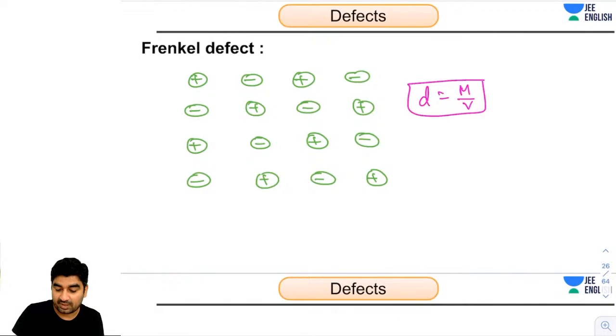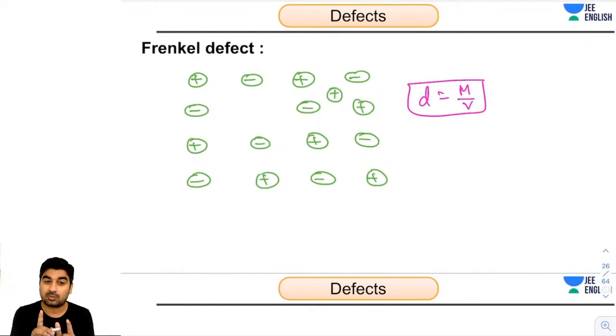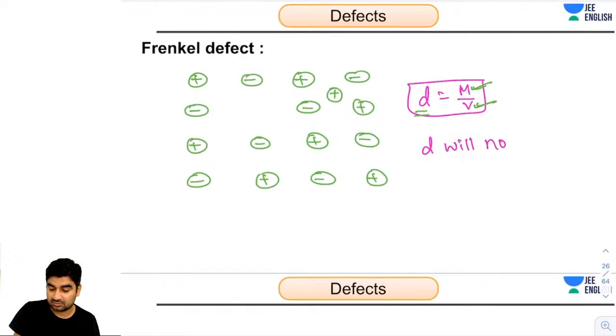And if the smaller ion is occupying the void, guys, what will happen in this case? Now I will tell you, this cation is missing from its regular site, and it might move here. So what will happen, guys? I will be getting the cation here. One point is that this cation is not leaving the crystal. So will there be any impact on the mass? No. Will there be any impact on the volume? No. And if mass and volume are constant, density will not change. Very important point. Density will not change.